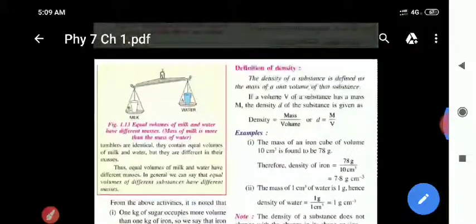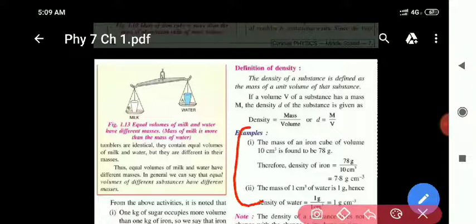Now, what is density? Density is defined as the mass of a unit volume of that substance. And how do we calculate density? Density is equal to mass upon volume, or D equals M upon V. Now examples are given of how to calculate the density.